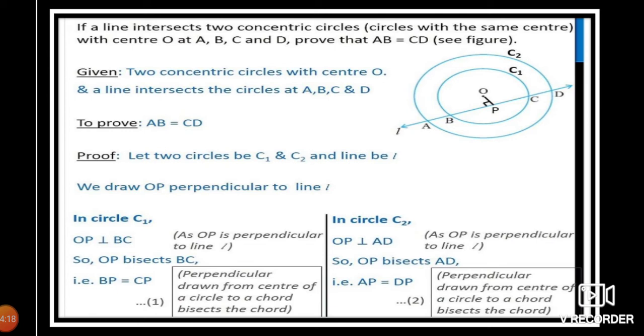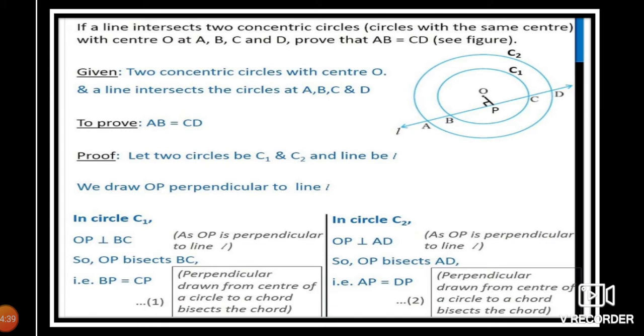Similarly for the second concept, concentric circle 2, OP is perpendicular to AD. That's why OP bisects AD. So AP is equal to PD, otherwise DP. That is equation number 2.